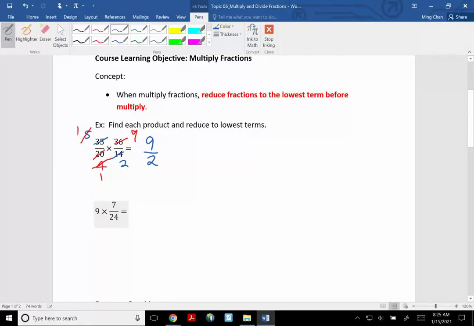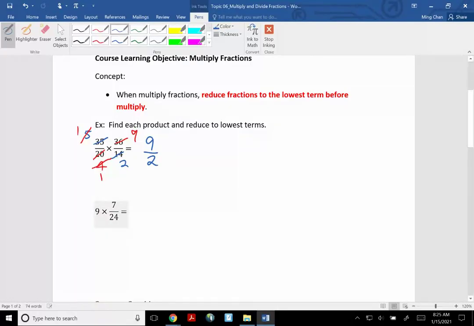All right, 9 times 7 over 24. Remember, guys, there are a lot of different ways to reduce fractions. There are different techniques. The technique I'm going with is what we talked about in topic number 5, which is using a timetable, or using prime factorization. But so far, I recognize these numbers on the timetable, so I'm going to use my timetable.